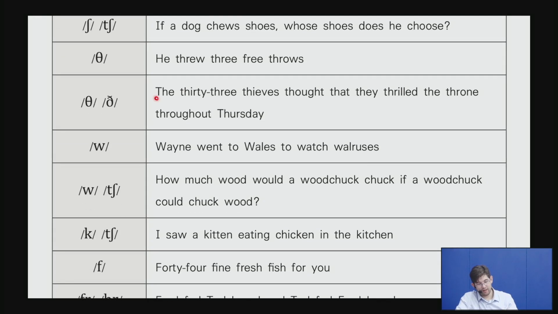The next one is, the 33 thieves thought that they thrilled the throne throughout Thursday. Lots of THs in here. Let's try this one more time. Remember, that tongue has to come out of your mouth. Your teeth have to bite and pull to make that TH sound. So here we go, one more time. The 33 thieves thought that they thrilled the throne throughout Thursday. Big TH, big drags every time. Next one are W sounds.